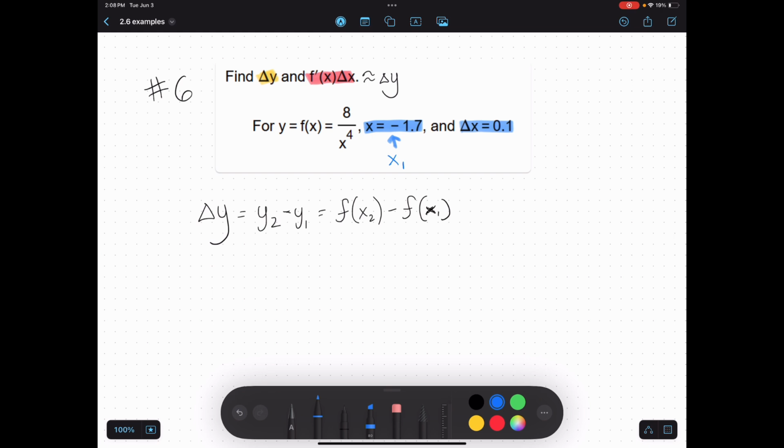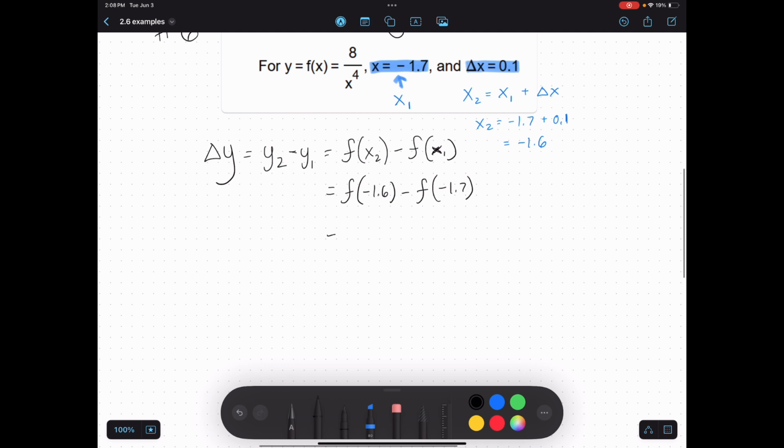So how do I find x2? Well, to find x2, you can just take that starting value and add whatever your delta x is. So in our case, it's just negative 1.7 plus 0.1, and I get negative 1.6. Now that I have both of those x values, I can do my function value at x2, which was negative 1.6, minus the function value at x1, which was negative 1.7. The function is just 8 over x to the fourth, so I get 8 over negative 1.6 to the fourth, minus 8 over negative 1.7 to the fourth.